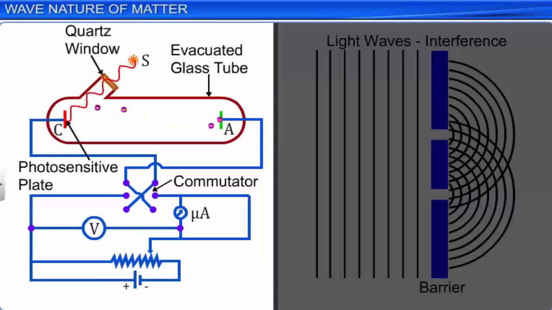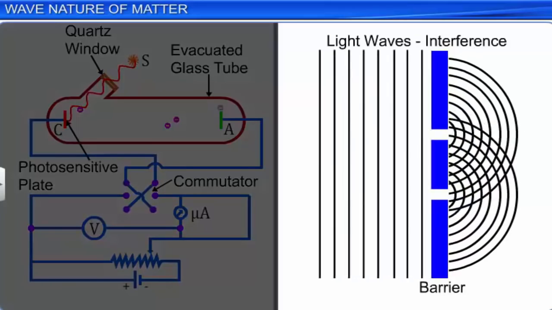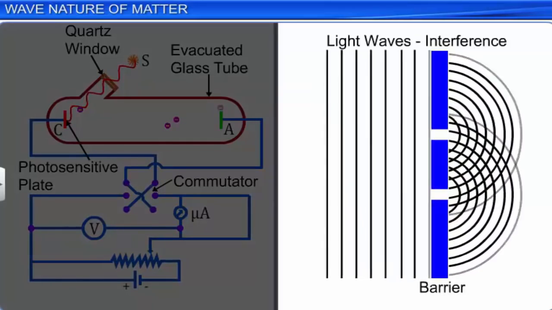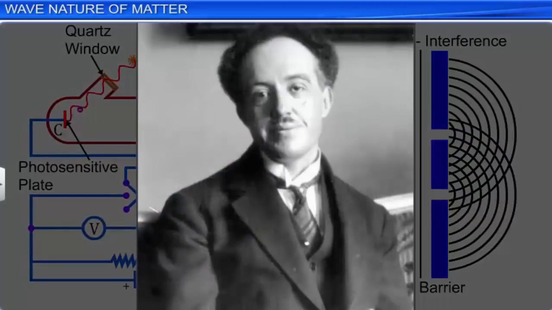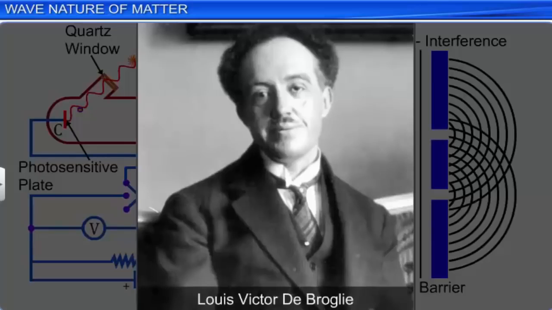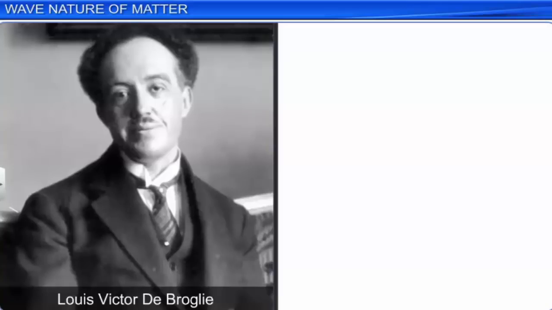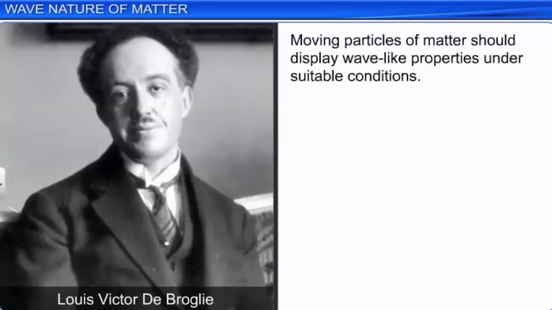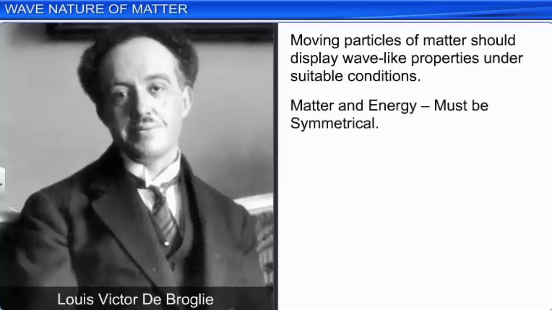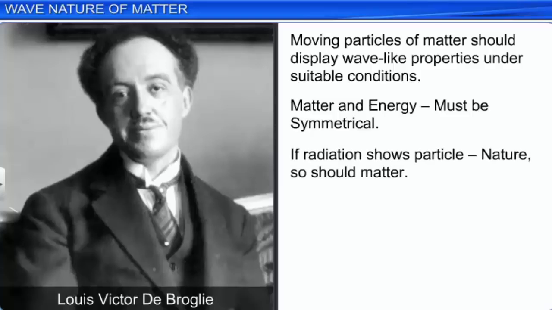The experiment conducted to study the photoelectric effect led us to conclude that radiation behaves as if it were a bunch of particles, while experiments conducted to study the phenomena of interference showed the wave nature of radiation. This particle-wave nature of radiation was extended to matter by Louis Victor de Broglie. De Broglie hypothesized that moving particles of matter display wave-like properties under suitable conditions. He reasoned that nature was symmetrical and that the two basic physical entities, matter and energy, must have symmetrical character. Hence, if radiation showed particle nature, so should matter.